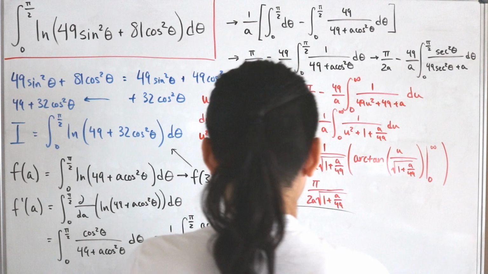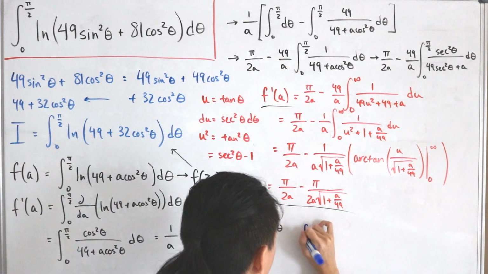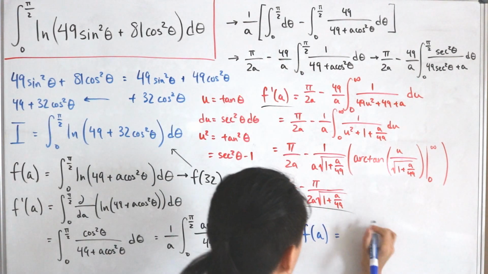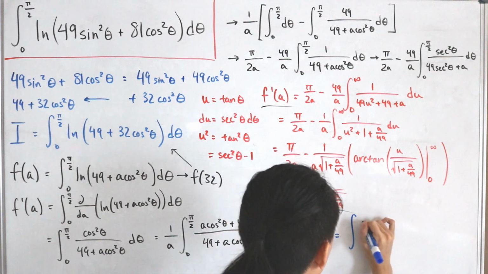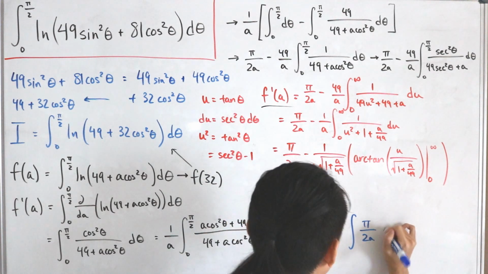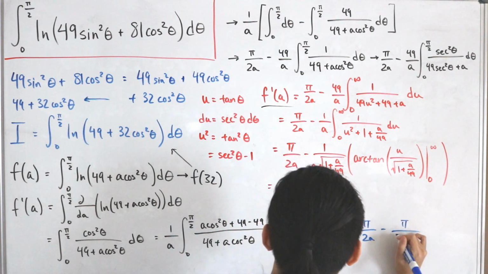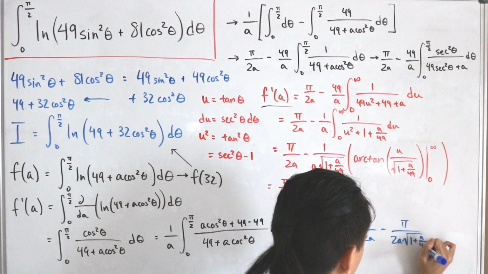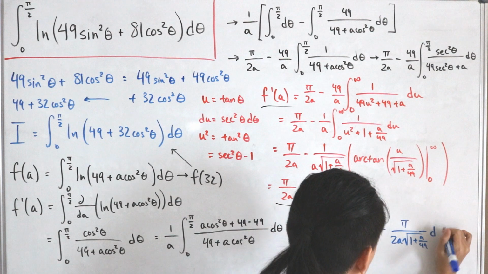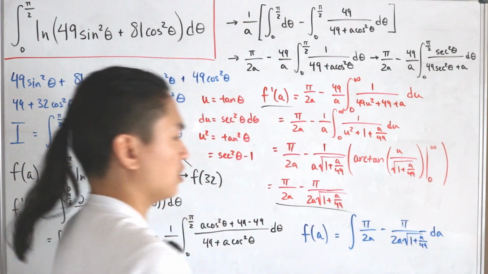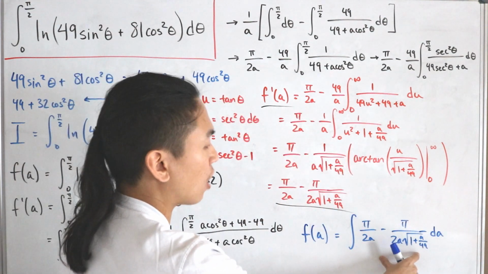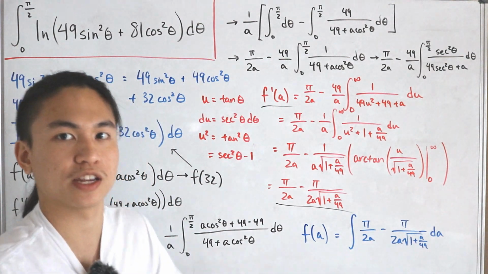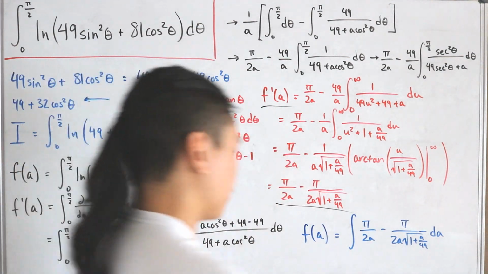In other words, to put it simply, we have that f of a is going to equal the indefinite integral of pi divided by 2a, then subtract pi divided by 2a times the square root of 1 plus a divided by 49, and then this is in the world of da. So this is our next step from here. Let me get rid of what we have and then start from there.